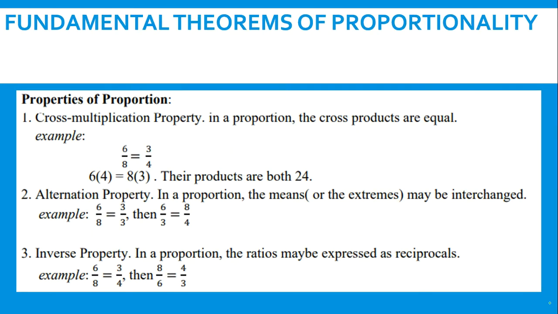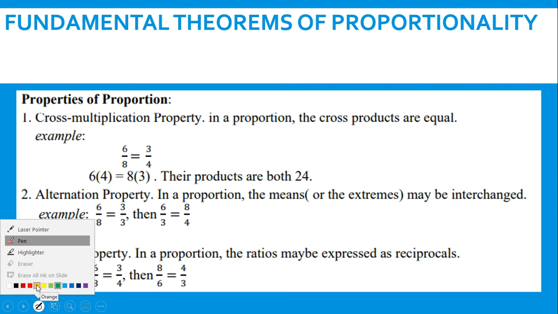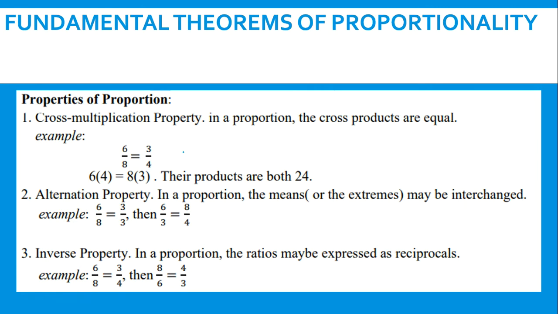Okay, so let's go now to the properties of proportion. The first one is the cross multiplication property. It states that in a proportion, the cross products are equal. So mo ni siya ang pinaka-common nga method nga gamiton sa proportion in order to prove that these two ratios are proportion to each other. And also, it is very commonly used to find the unknown value of the missing parts sa proportion. Okay, so later on ato na siyang i-discuss.